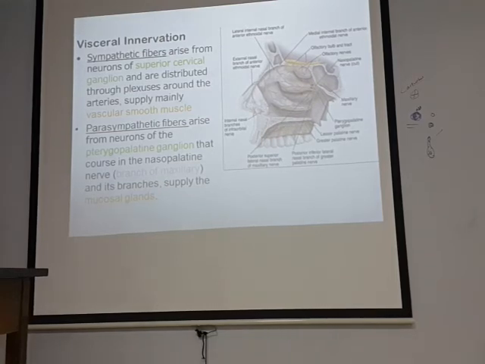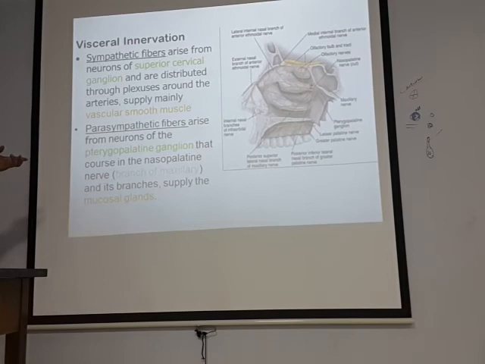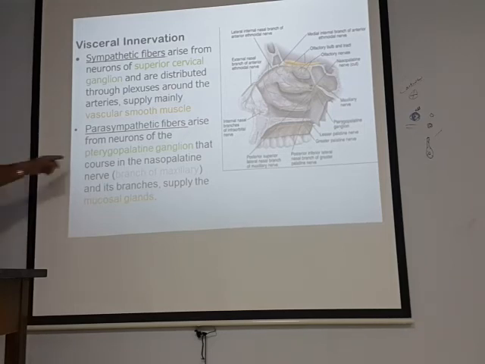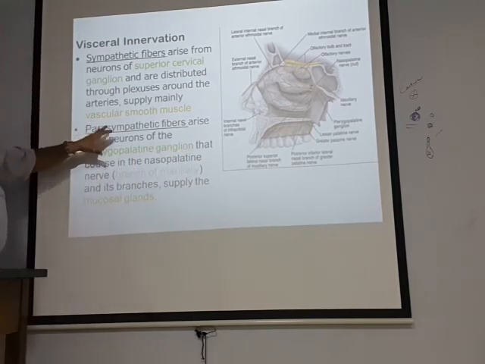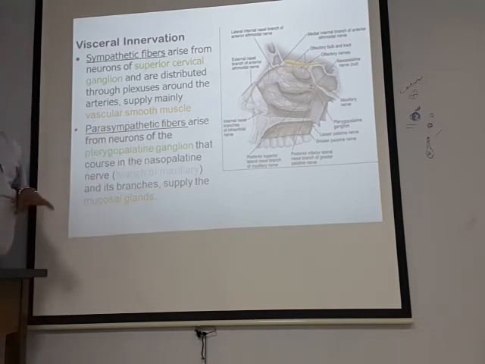So where is this parasympathetic ganglion situated? The pterygopalatine ganglia are in the pterygopalatine fossa, isn't it? So what are the other parasympathetic ganglia? Similarly, the otic ganglia, ciliary ganglia, and submandibular ganglia are parasympathetic ganglia. Keep in mind the parasympathetic nerve fibers from the pterygopalatine ganglia, okay.